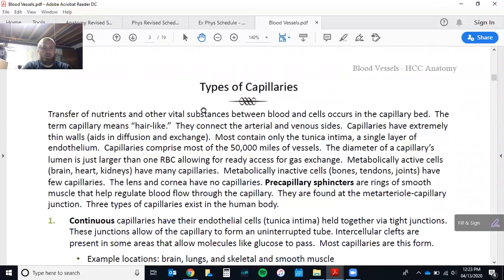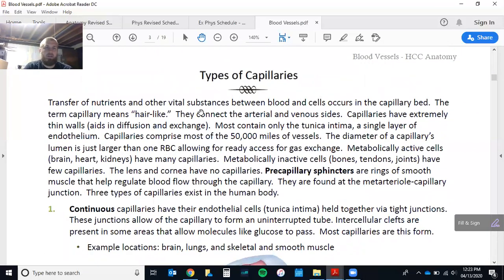From arterioles, blood is then going to travel into the capillaries, which once again is where the magic happens, transfer of nutrients and other vital substances between our blood and cells. The term capillary actually means hair-like, and we can describe them as connecting the arterial and venous sides. We talked about the fact that they have really thin walls to aid in diffusion and exchange. Most only contain that intima, a single layer of endothelium with the basement membrane on the outside.